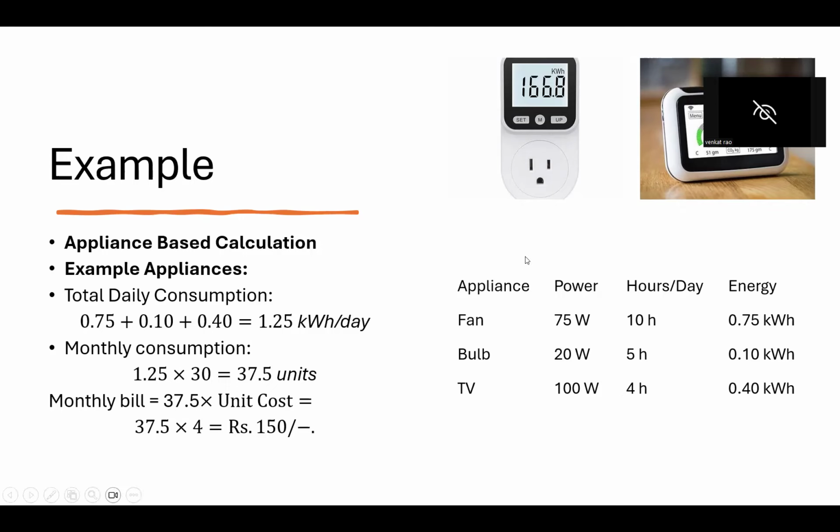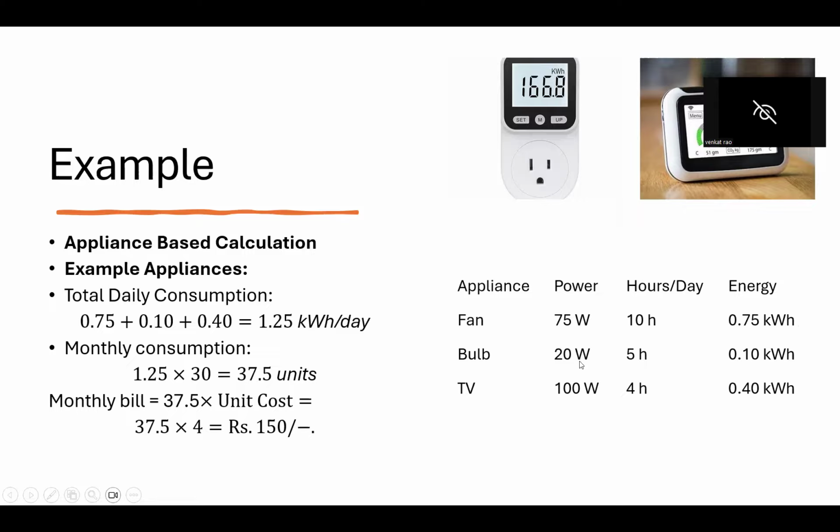At our house, there are different electrical appliances: fan, bulb, TV, AC, fridge, washing machine, and so on. For example, let us take three. A fan has a power rating of 75 watts, which is displayed on the fan itself. On average, we use it 10 hours a day. What is the energy formula? Energy is equal to power into time. 75 into 10 is 750, but we need to convert into kilowatt hour, so 0.75 kilowatt hour.